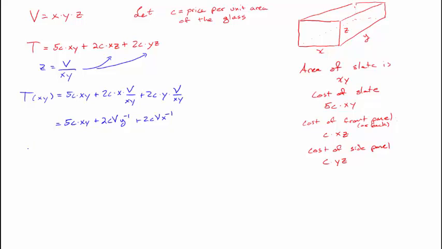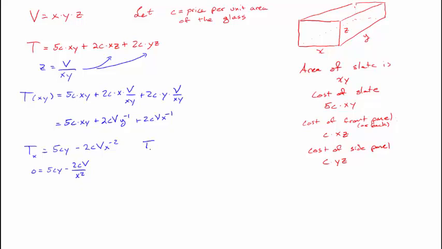So I want the derivative of t with respect to x. This is going to give me 5cy. This will be a constant with respect to x, and then minus 2cv x to the negative 2. When I set this equal to 0, the c's will cancel out. I'll show that in a second. 5cy minus 2cv over x squared. And I'll get back to that.